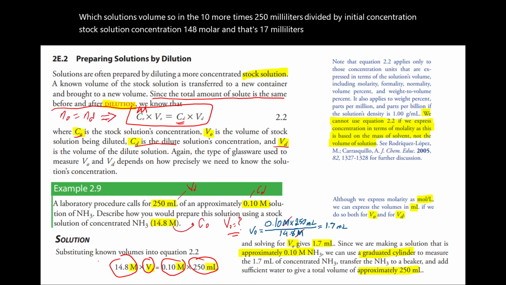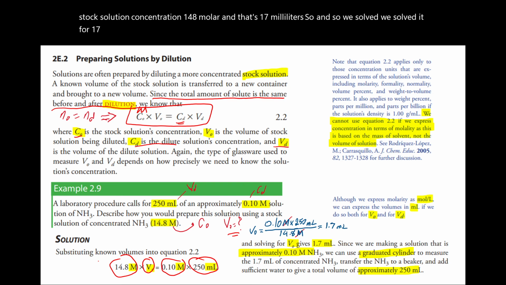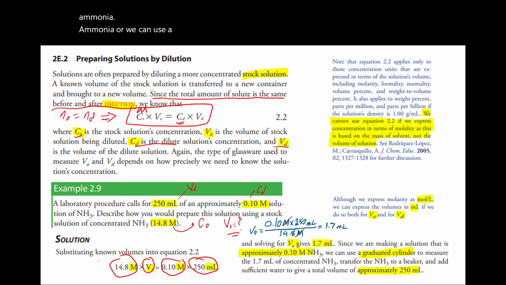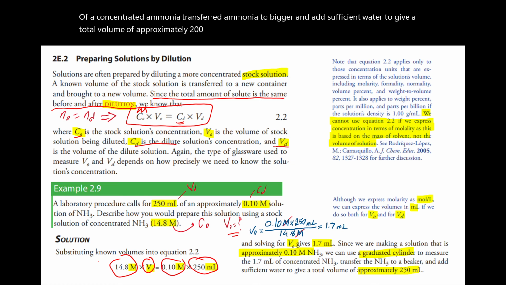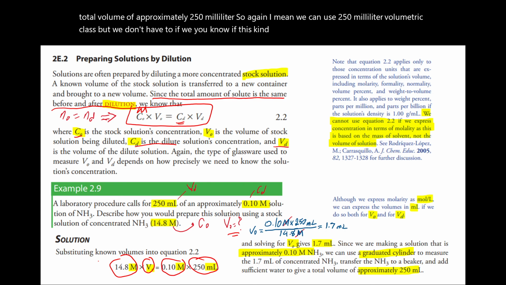So we solved it for 1.7, since we are making a solution of approximately 0.10 molar ammonia. We can use a graduated cylinder to measure the 1.7 milliliters of concentrated ammonia, transfer the ammonia to a beaker, and add sufficient water to give a total volume of approximately 250 milliliters. Again, we can use a 250 milliliter volumetric flask, but we don't have to. If this kind of solution is asked, we don't have to be precise.